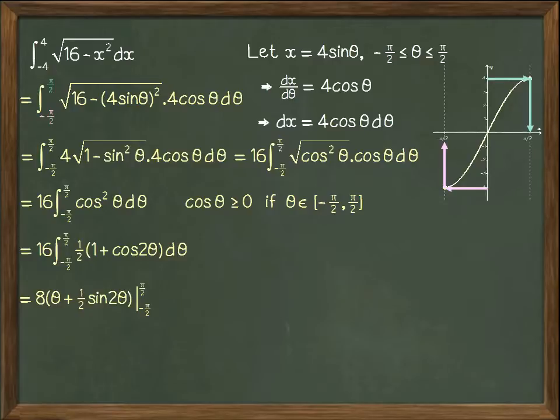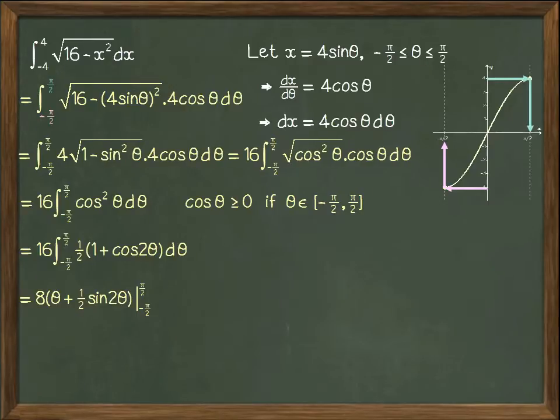Now the good news is we don't have to take our answer back to x. We must simply substitute in the boundaries pi over 2 and minus pi over 2. So when I substitute my boundaries, it will give me 8 times bracket pi over 2 plus a half sine 2 times pi over 2, close the bracket, minus, open a new bracket, minus pi over 2 plus half sine 2 times negative pi over 2, close the bracket.